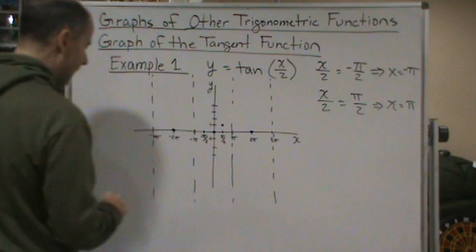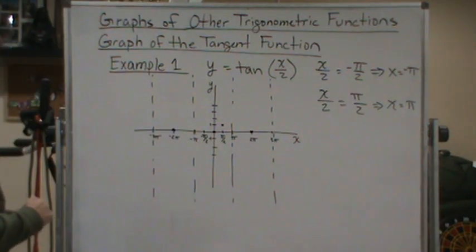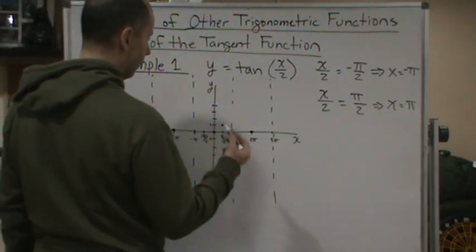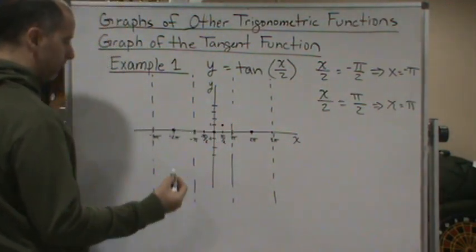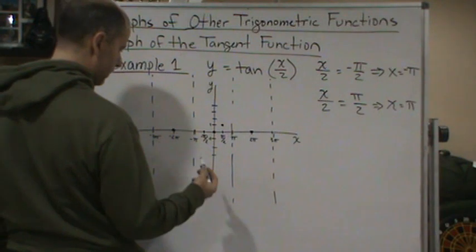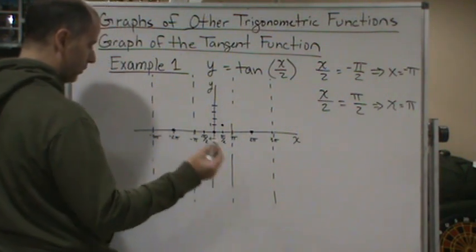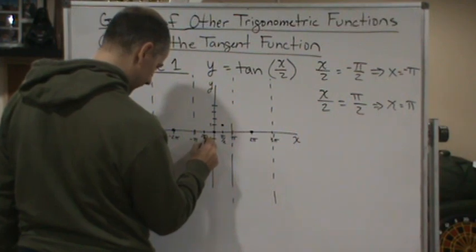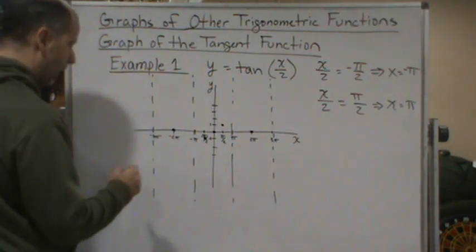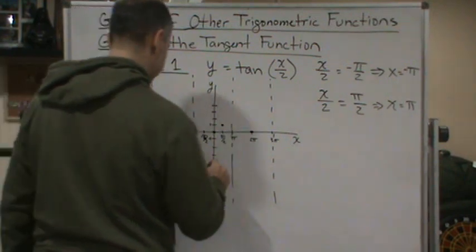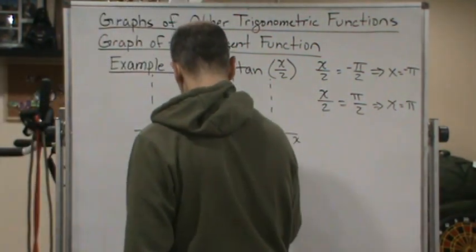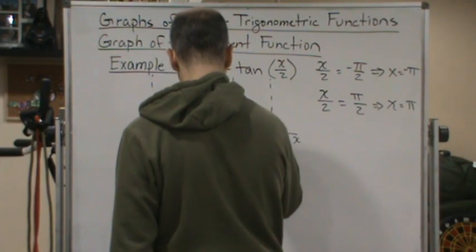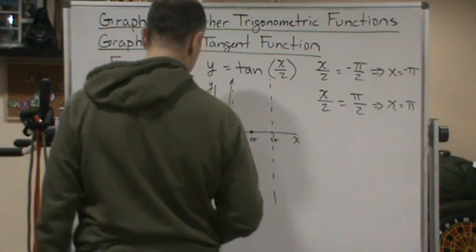Okay, and then at negative pi over 2, well, again, this is an odd function, so it's going to be the negative of tangent of pi over 4, which is 1, so it's going to be negative 1. So it's going to have a point right here, right? So now we have a better idea of how this is going to behave. So it's going to look something like this. Like that.